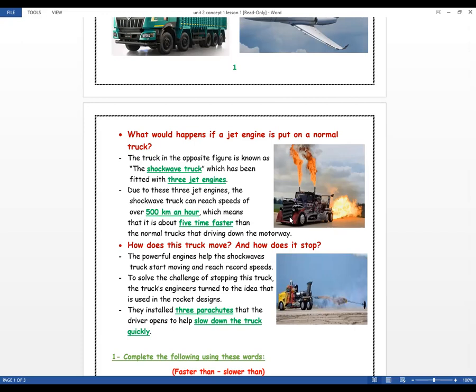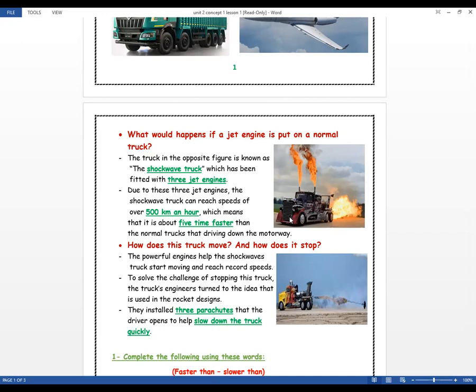Due to the presence of these 3 jet engines, the shockwave truck can reach speeds over 500 kilometers an hour. It means it is 5 times faster than the normal trucks, because of the presence of the 3 engines of the jet airplane. So it can move 500 kilometers an hour. It will be 5 times faster than the normal truck.